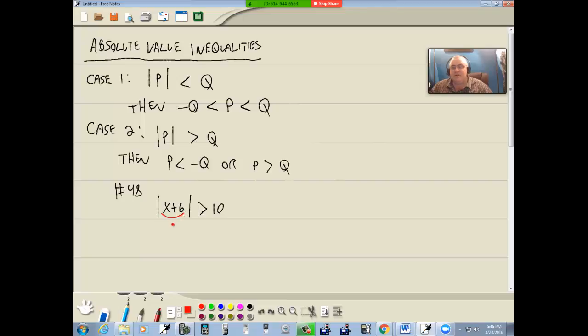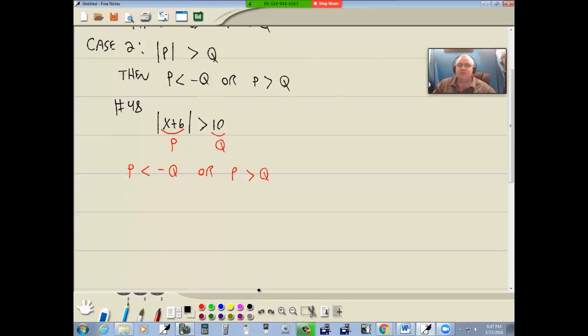And that says we're going to identify P and Q. So P is whatever's inside your absolute value. Q is the other side. And this is the formula. Now that OR does not mean you can plug into one or the other. You have to plug it into that entire formula. So everywhere there's a P, we'll plug in x plus 6, and everywhere there's a Q, we'll plug in 10. So we got x plus 6 is less than negative 10, or x plus 6 is greater than a positive 10.